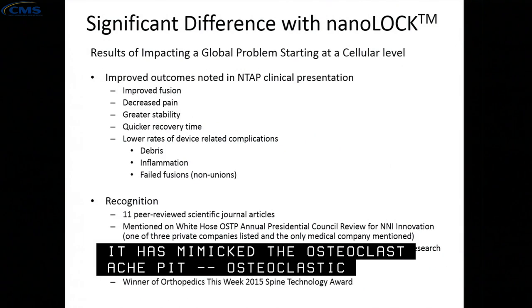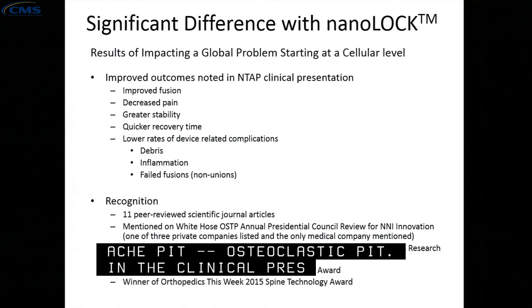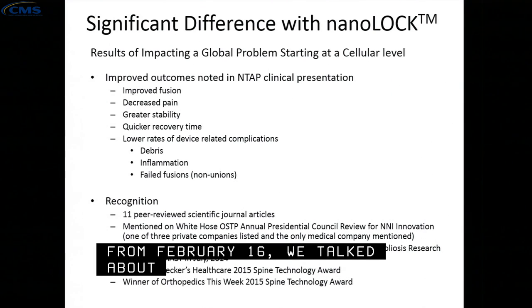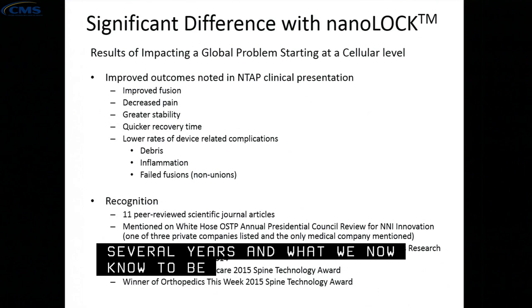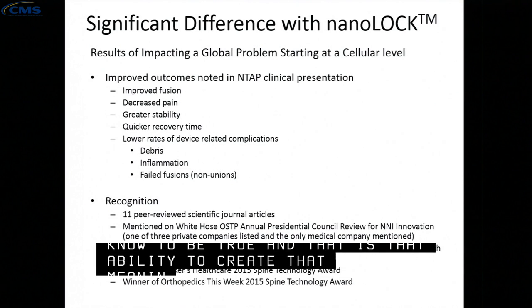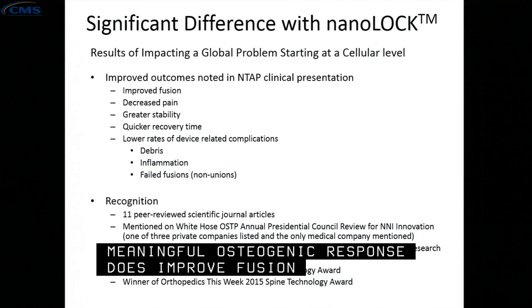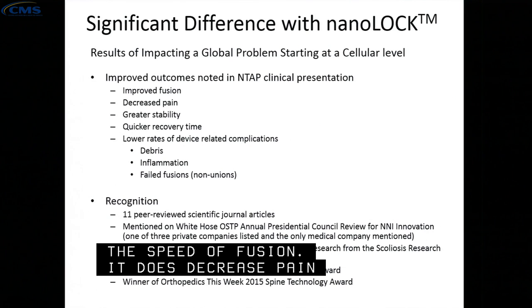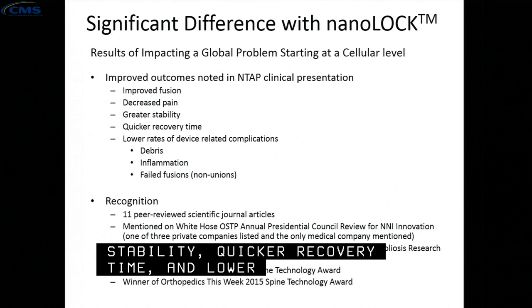In the clinical presentation from February 16th, we talked about what has been noted over several years and what we now know to be true, and that is that the ability to create that meaningful osteogenic cellular response does improve fusion, especially the speed of fusion. It does decrease pain, give greater stability, quicker recovery time, and lower device-related complications, not just as measured by Titan Spine, but by one of the largest insurance companies in the United States in a third-party retrospective evaluation.